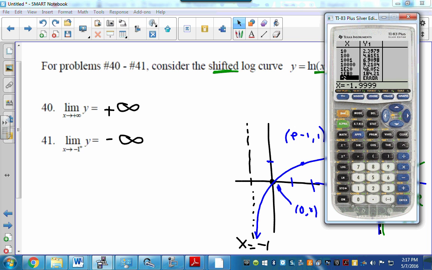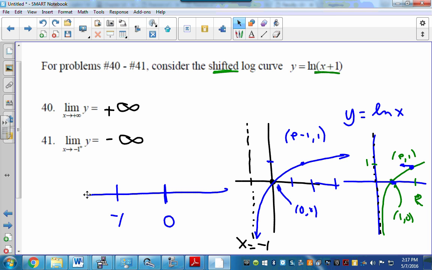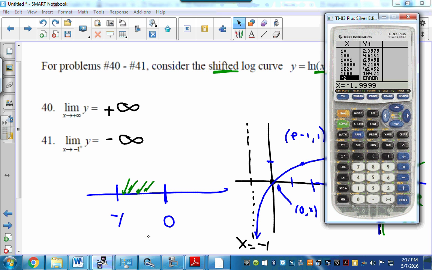How about x approaches -1 from the right? And again, think, here's your number line. Here's 0. Here's -1. And we're approaching -1 from the right. So numbers like -0.9 is what we would be putting into our calculator. Okay, so -0.9, -0.99, -0.999. Okay, and these things continue to go down.